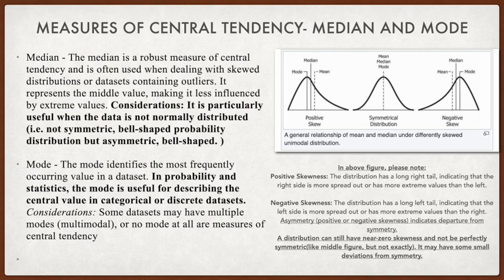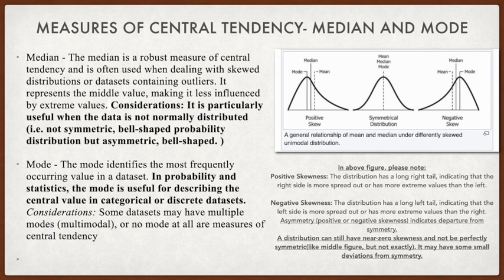Previously, in the last two slides, we saw about mean. Here we are seeing about median and mode. Median is a robust measure of central tendency and is often used when dealing with skewed distributions or data sets containing outliers. It represents the middle value, making it less influenced by extreme values.